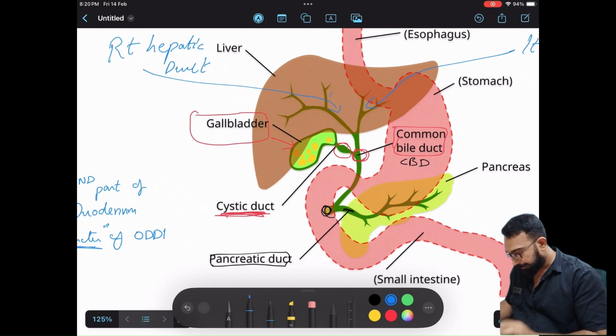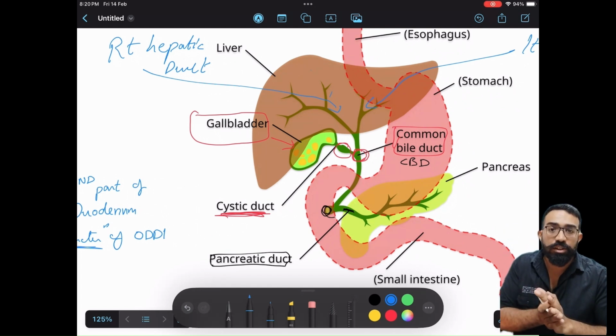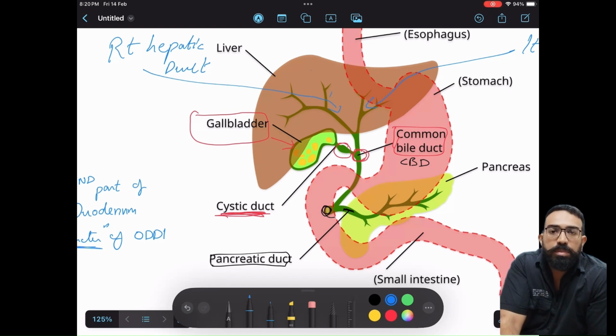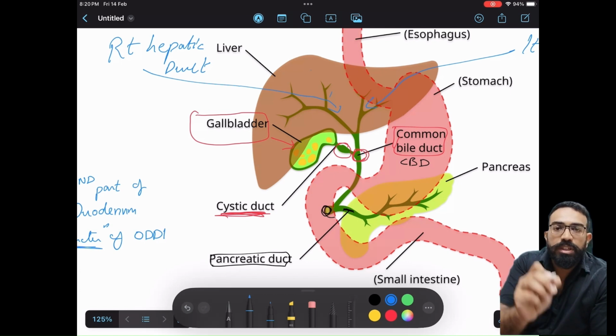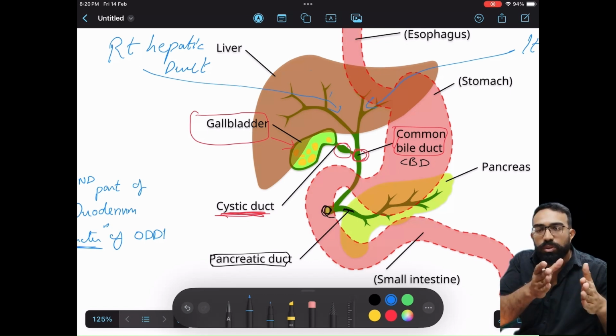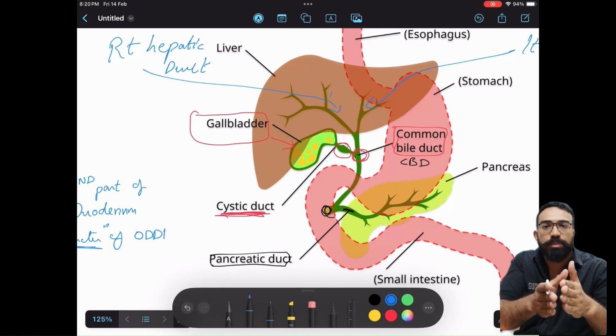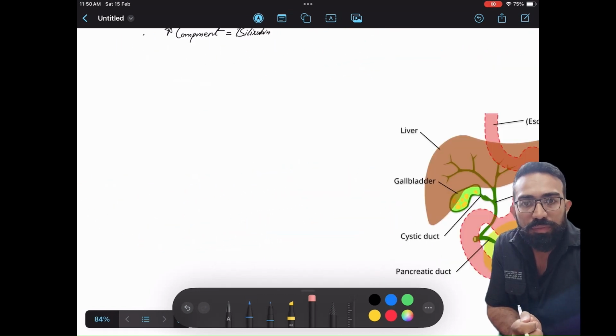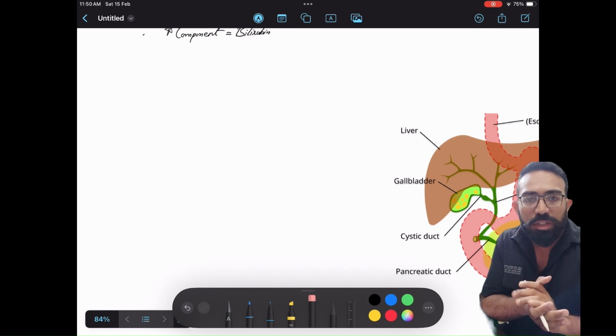Sphincter of Oddi. Now, why is there a need for the common bile duct to attach with the pancreatic duct and open in a single opening? It is because the pancreas also helps in fat absorption and fat digestion. So it makes sense that both of the secretions are released together to combine and help in fat absorption and fat digestion.